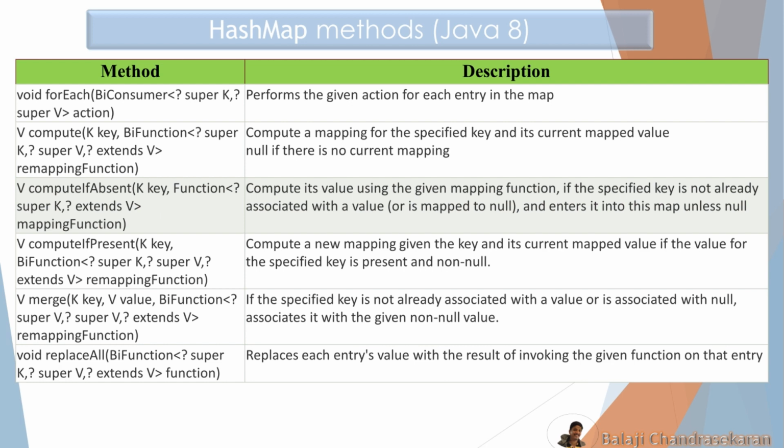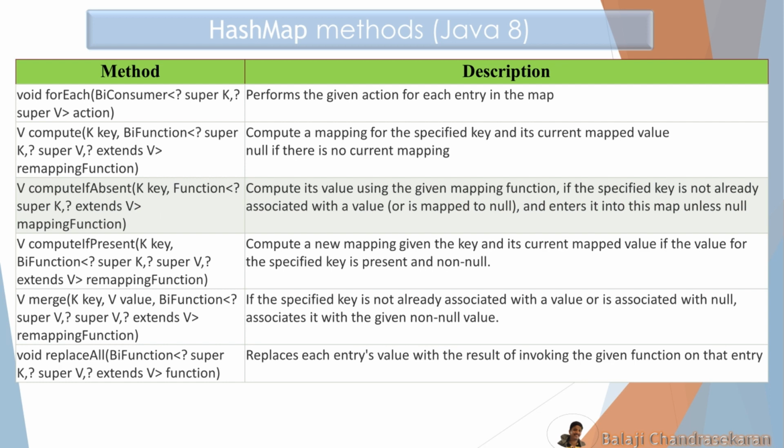The replaceAll method accepts a BiFunction that takes a key and its corresponding value as input and returns a new value. This function is applied to each entry in the map and the values are replaced with the result. This method is useful when you need to update all values in the map based on some transformation function. It provides a convenient way to perform bulk updates without the need for explicit iteration over the map entries.